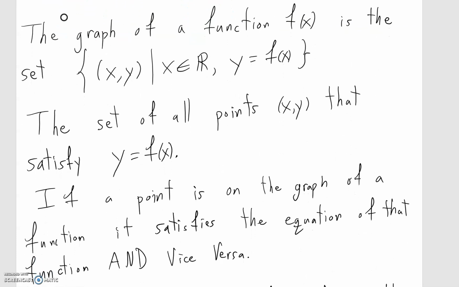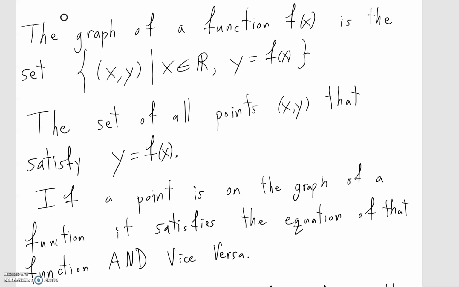So something that we want to remember is the following. If a point is on the graph of a function, it satisfies the equation of that function. I also wrote here, and vice versa. So if you have a point that satisfies the equation of a function, that point is going to be on the graph of the function.